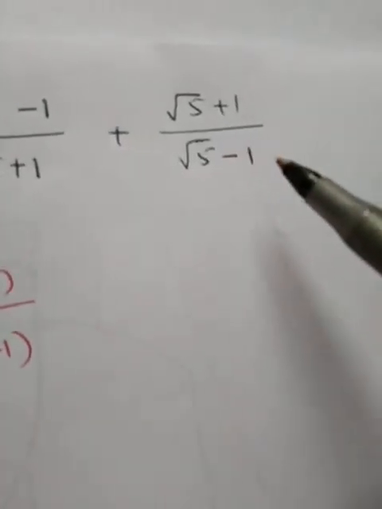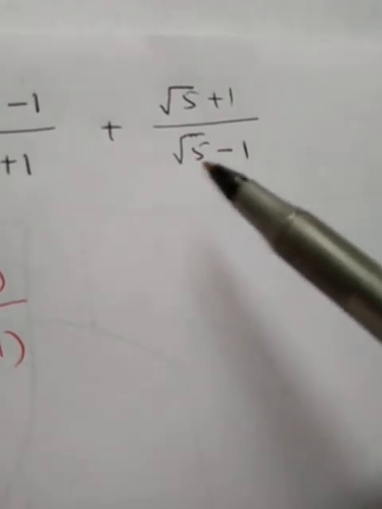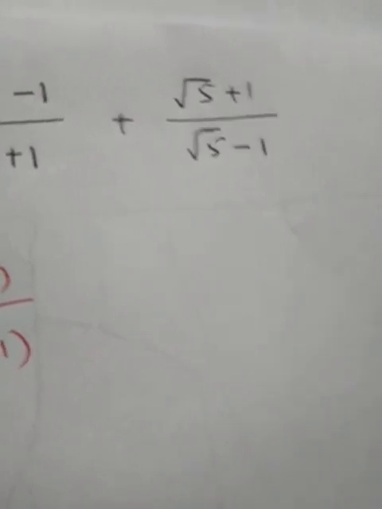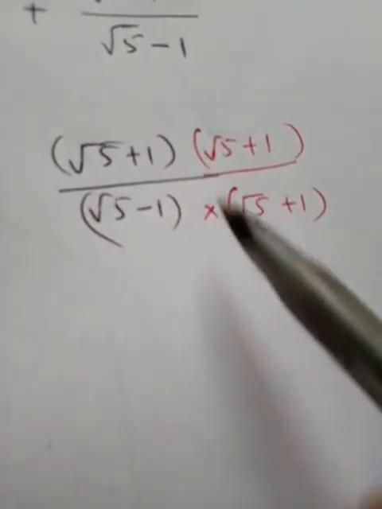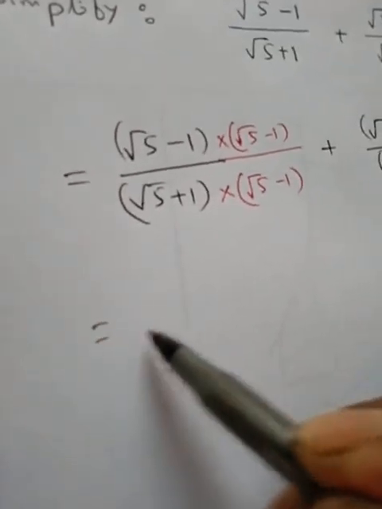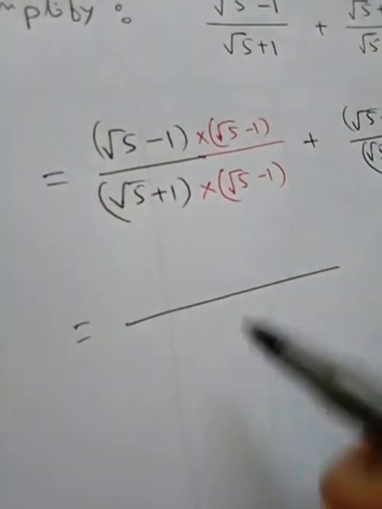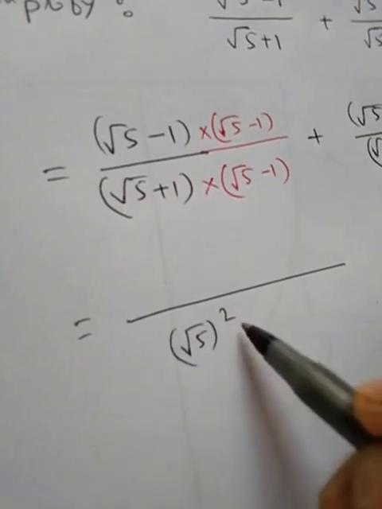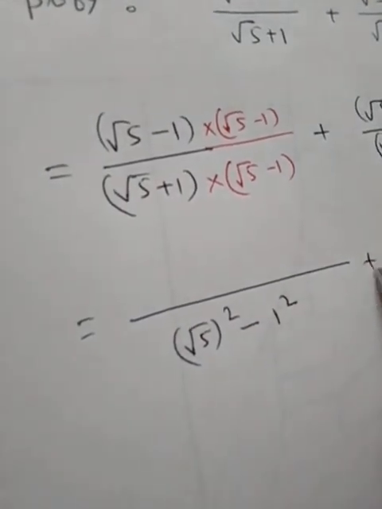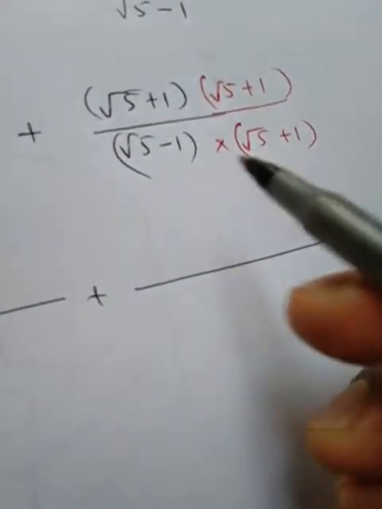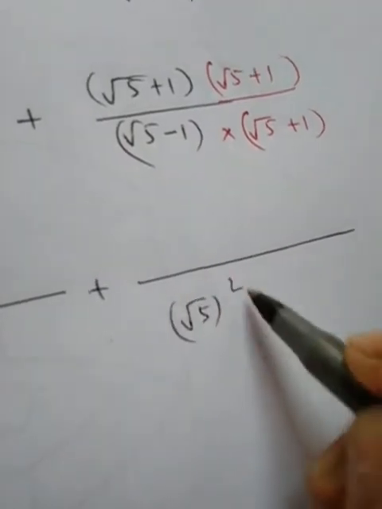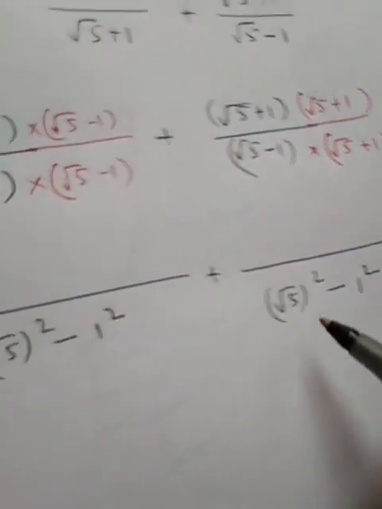Similarly, in the second part we will have to multiply by root 5 plus 1 with both numerator and denominator. So root 5 plus 1 we have multiplied with both numerator and denominator. Now I can simplify it. The denominator will be a plus b into a minus b, so obviously a square minus b square, and here also in the second part a minus b into a plus b, so the same identity, a square minus b square.